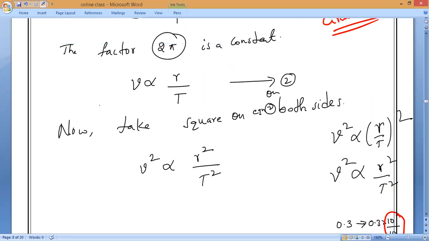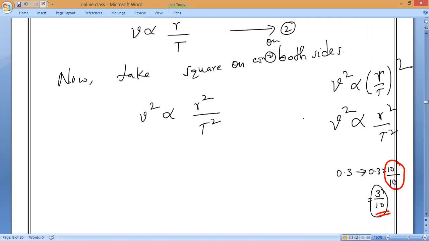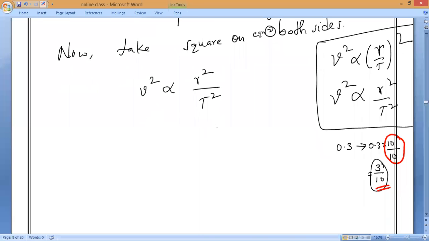First what we got? Velocity is directly proportional to r by t. Now I have done square on equation 2 on both the sides. So what is the equation you got? Velocity square is directly proportional to square of radius divided by square of time period. Is it yes, guys? Yes, sir.